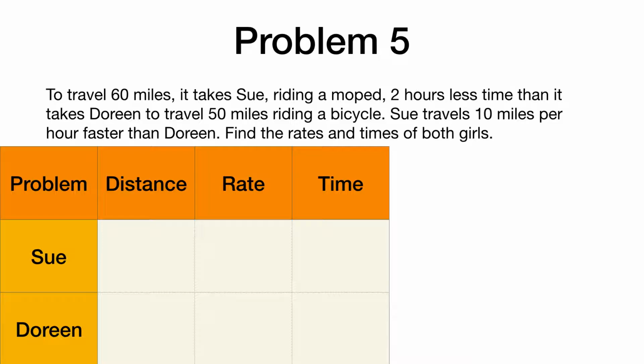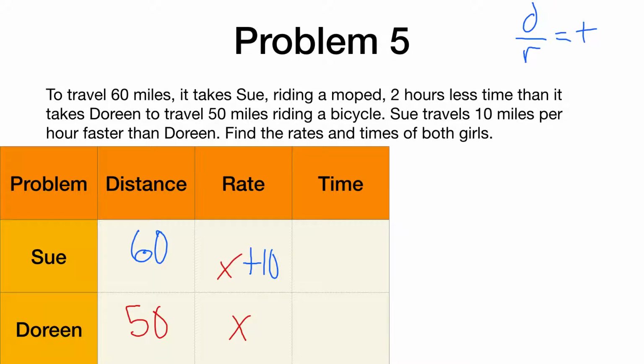Now, some people have problems with why it takes longer for things, and here's the reason why. So let's look. Sue is traveling 60 miles, whereas Doreen is going to travel 50. Now, in this case, I know that Sue travels 10 miles per hour faster than Doreen. So if I say that Doreen is x, Sue is going to be x plus 10. Then, if I'm talking about time, remember, distance over rate is time.